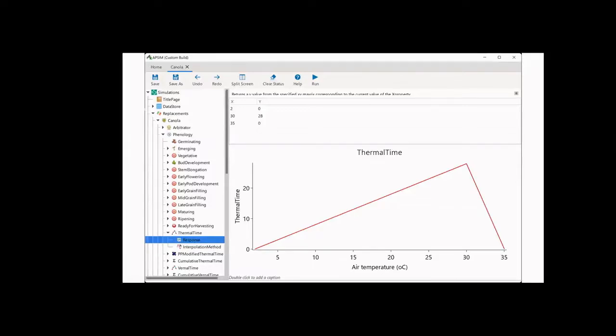We then go through a series of phases. There's an early flowering phase, and then an early pod development phase, and then three parts of grain filling. For example, the early grain filling phase goes from the start of grain fill through to the end of flowering. The mid grain filling goes from the end of flowering to the end of pod development, and then the late grain filling goes from the end of pod through to the end of grain filling. And then we just have simple maturing and ripening phases.